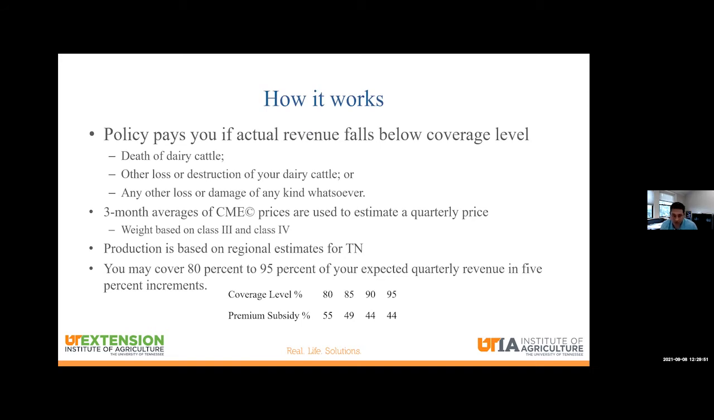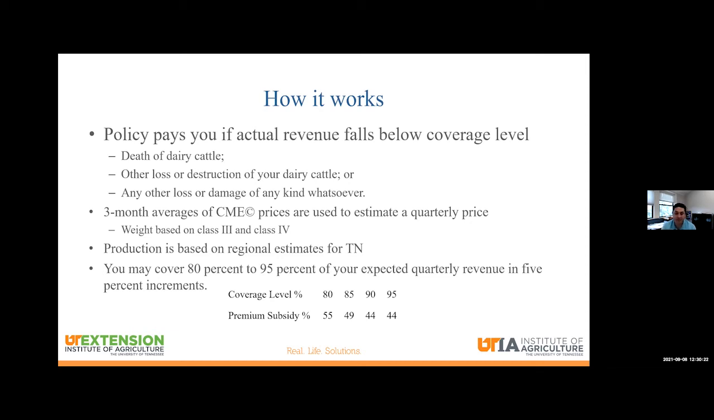So how does this work? The policy will pay if the actual revenue falls below the coverage level. Okay, what the heck does that mean, Charlie? It means that if you have a coverage level and you pick it and your revenue falls, that's when the policy is going to pay you. Similar to DMC, where if you set your margin floor and it goes below the margin, then you're going to get a payment. So it's hitting the same thing, where it's all about revenue, margin and profitability, and this is the revenue side of it. If it falls below a certain level, you get a payment.